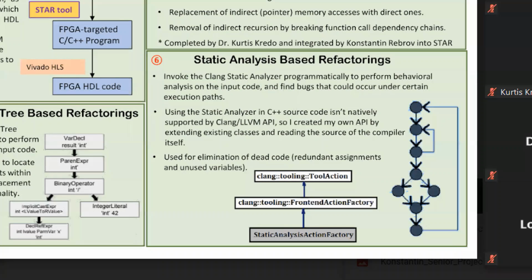But if you want to debug your program and automatically find issues and fix them that might occur under certain runtimes, the Clang compiler has its own static analyzer, and I found a way to invoke it programmatically from C++. So it calls the compiler to perform behavioral analysis on the input code and find bugs that could occur under certain execution paths.